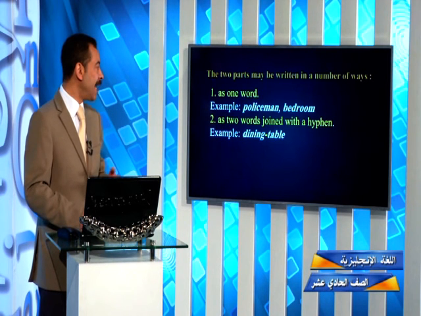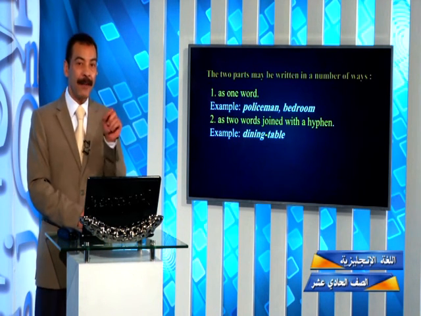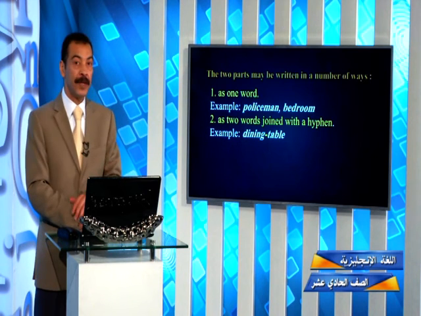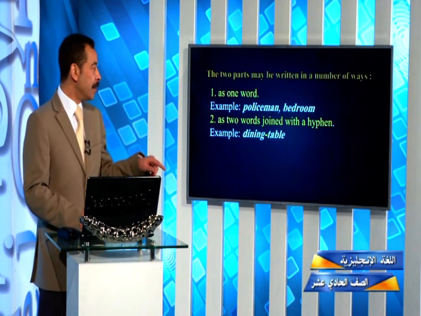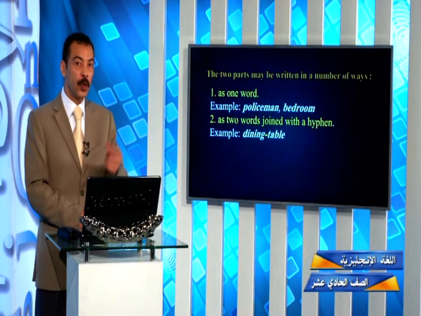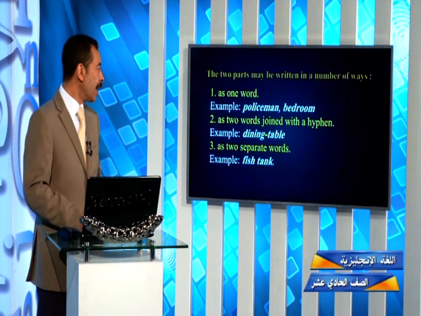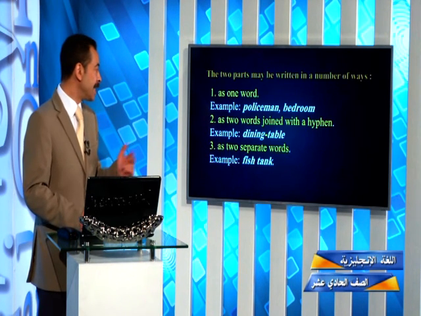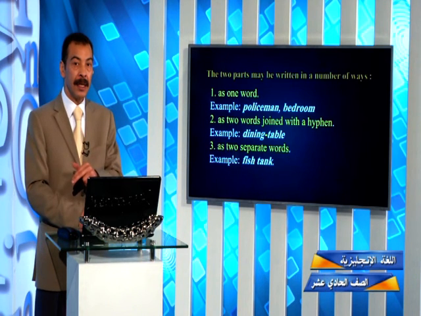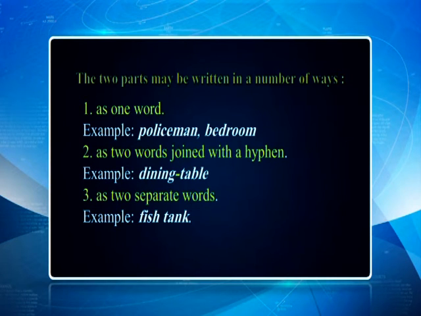Or they can be written as two words joined with a hyphen. You can see it in a different color. Dining-table. There is a hyphen between the two nouns. Or as two separate words, as in the example, fish tongue. So either as one word, or joined with a hyphen, or separated. Whether they are written as one word, hyphenated, or as two separate words, you need to check the dictionary to see the right spelling.